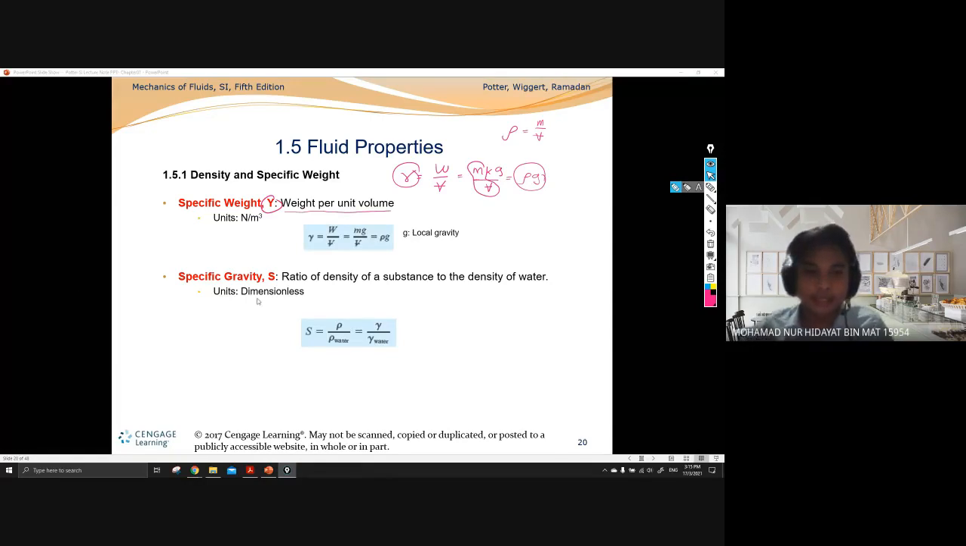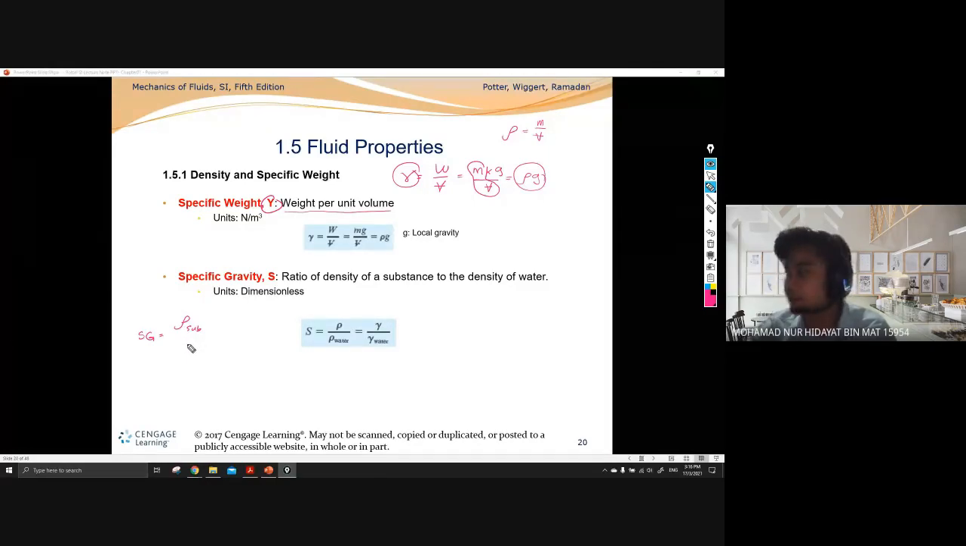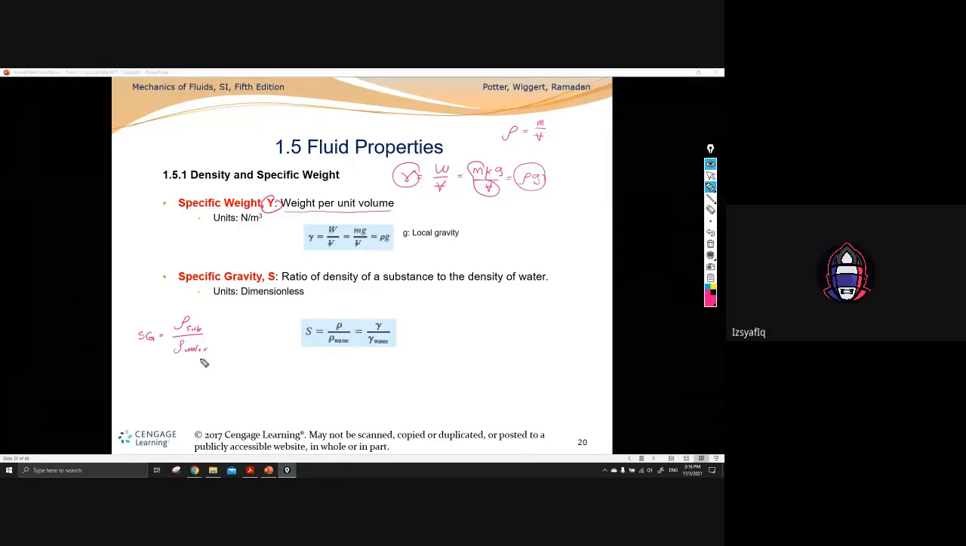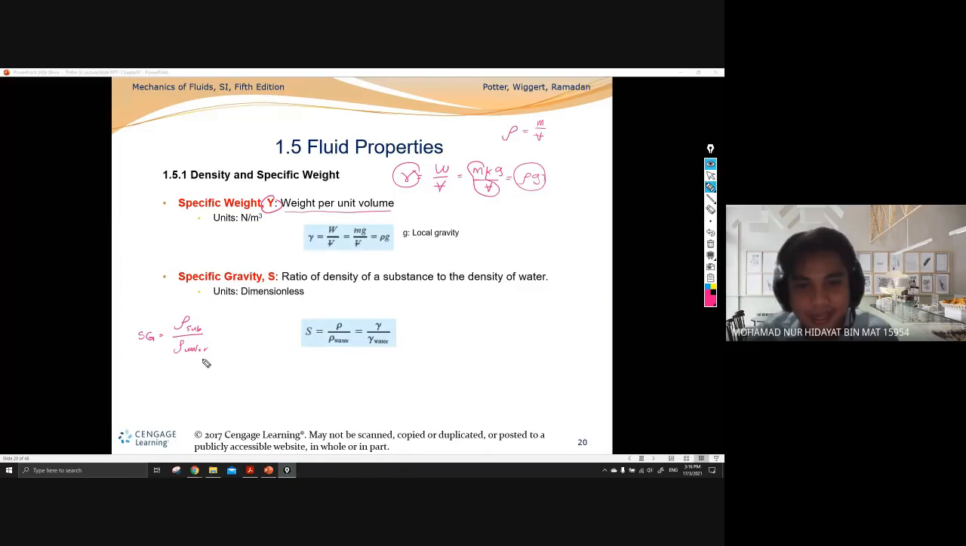So, specific gravity on the other hand is the ratio of the density of the substance to the density of water. The symbol is normally SG. The density of the substance, whatever, the density of the oil, the water, whatever fluid, divided by the density of water. So what is the density of water?